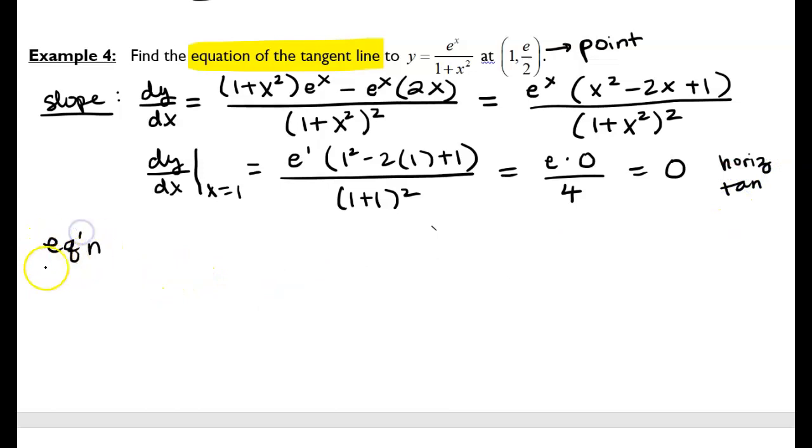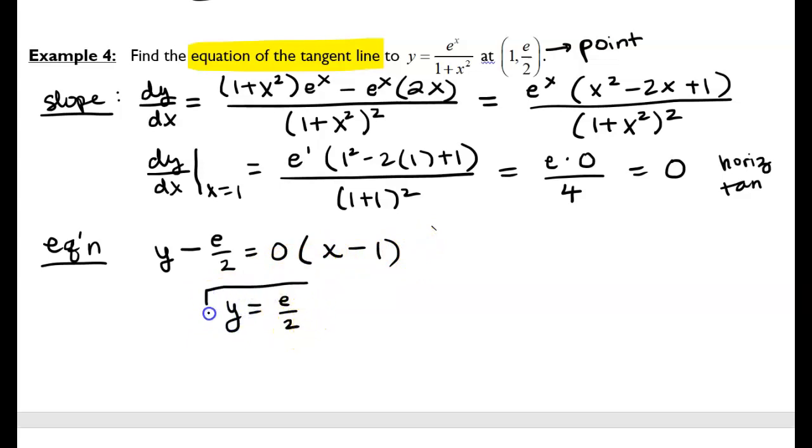Now that I have my point and my slope, I can write my tangent line equation. So I have y minus my y coordinate, e over 2, equals my slope, 0, times x minus my x coordinate, 1. If you want to simplify that, this right side is going to completely cancel out because of that 0. And so we get that horizontal line, y equals e over 2.